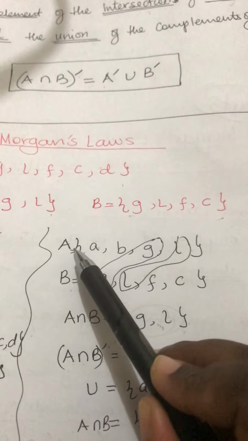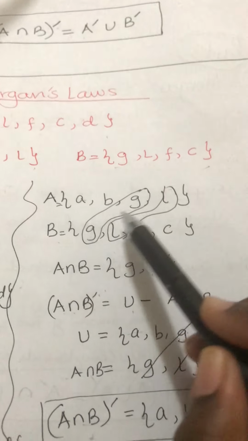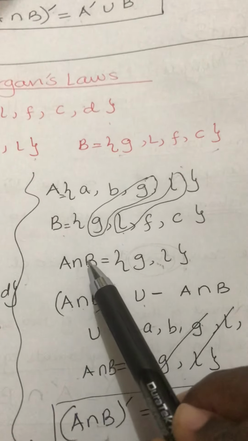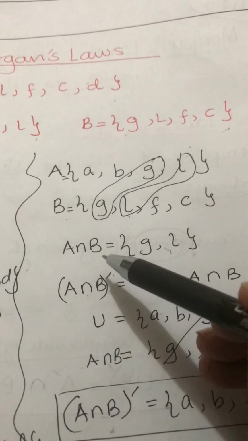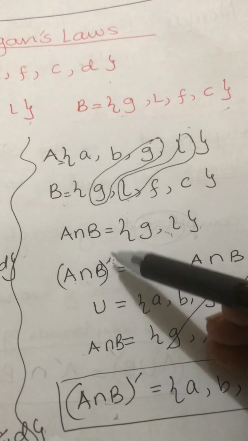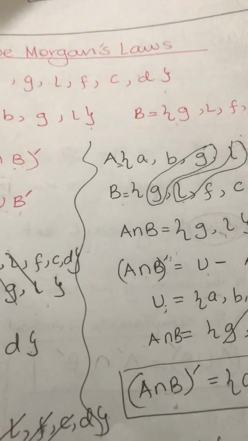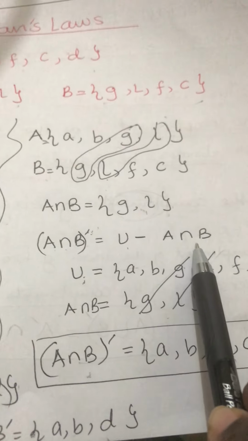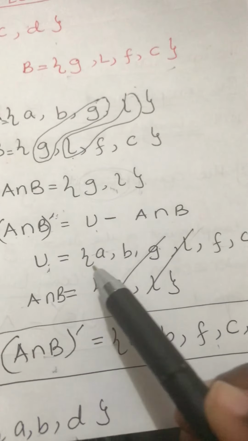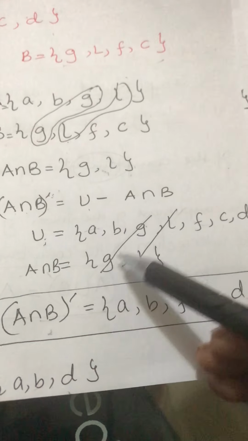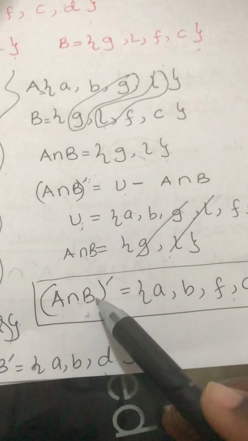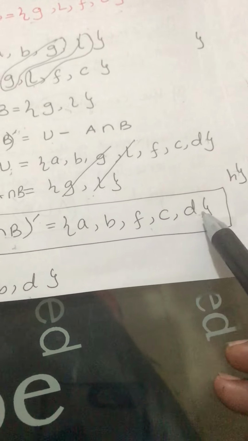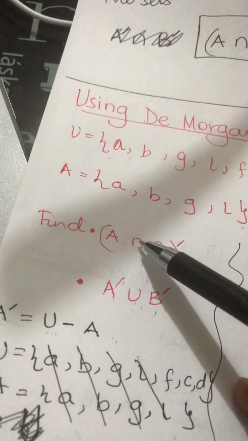Okay? So A intersection B, I wrote my A. And I wrote my B. And I found what is in both. So that is A intersection B. Now to find the complement of A intersection B, I need to compare. Remember I told you, the minute you see complement, you have to introduce the universal set. It is the universal set minus A intersection B. So I wrote my universal set. I crossed out what is in both. So my answer for A intersection B complement is whatever I did not cross out, which is A, B, F, C, D.